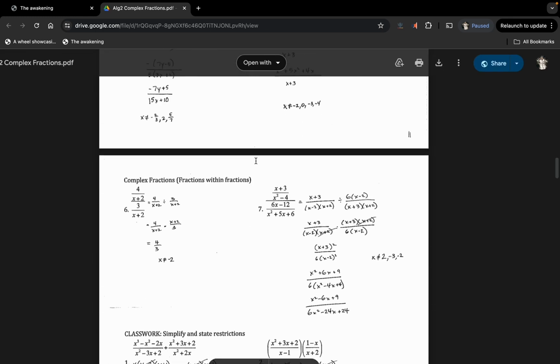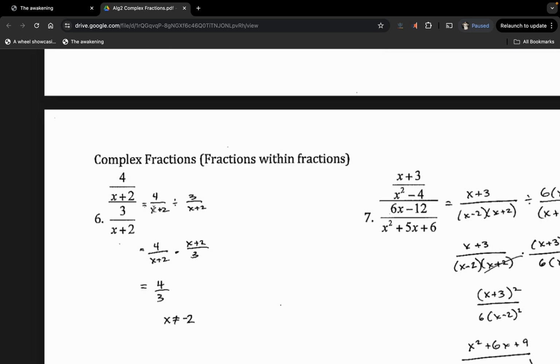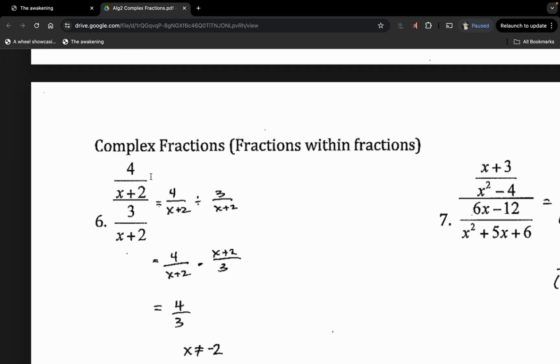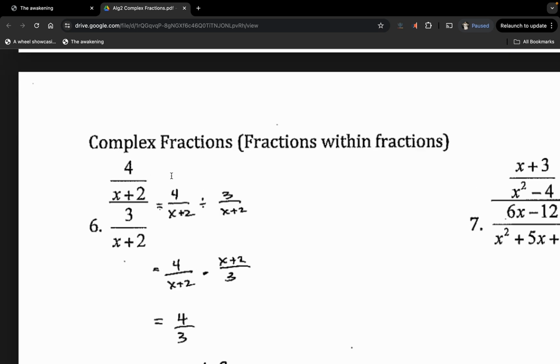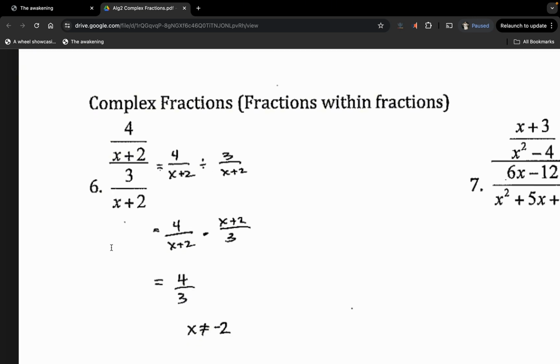Now, there is another thing to note: complex fractions. When it's given to you like this, you can see here that you have 4 over x plus 2 over 3 over x plus 2. So this may seem really complicated, but all you're doing, you just gotta break it up. So take your first original fraction here, and this again is the division sign in the middle, so you're just gonna put that there, and take your bottom fraction like that.